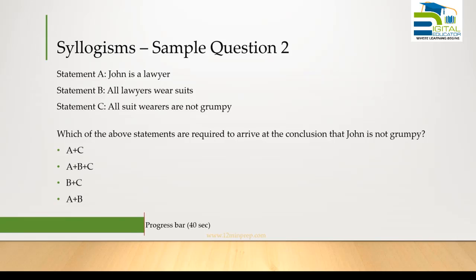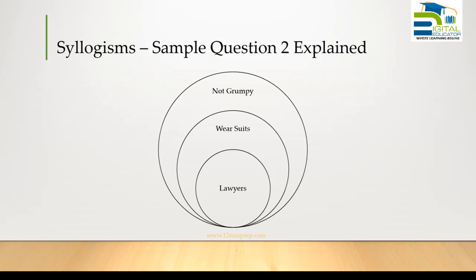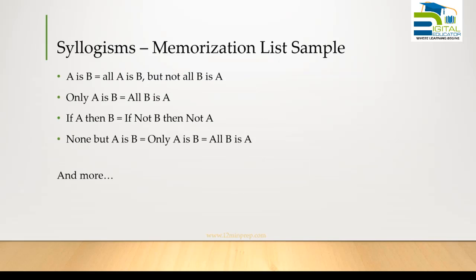Here again, an illustration can be useful for answering this question. We see that in order to connect between John the lawyer and the non-grumpy people, we must pass through all three assumptions. Here is an example of a list of expressions that you should memorize for syllogism questions. A similar list in PDF format is available to you in this lesson unit.